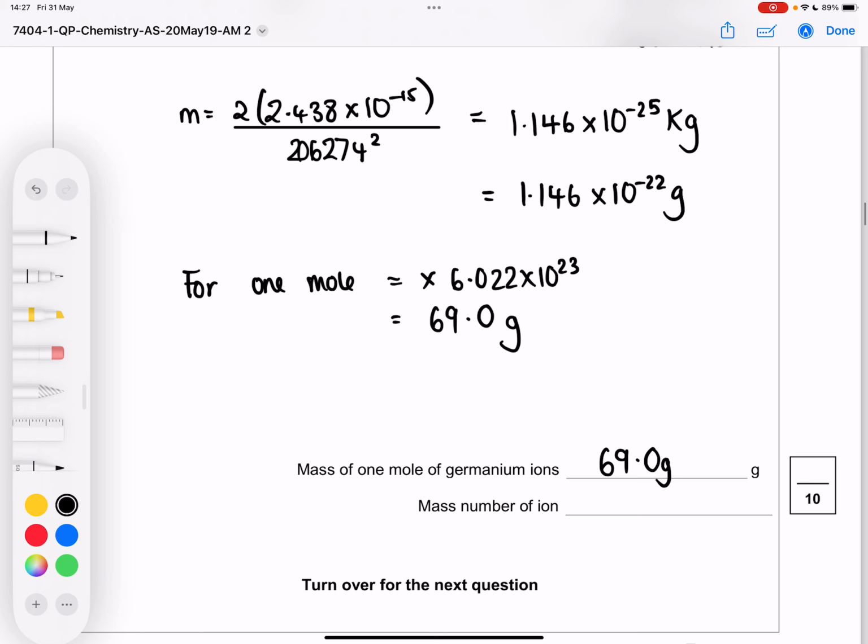Now it wants the mass number. Mass number is the number of protons plus neutrons. So it's always a whole number. Whereas the mass of 1 mole is an average, taking into account all the isotopes. Mass number is the number of protons and neutrons for an isotope, so for a specific one. So mass number is a whole number, 69.